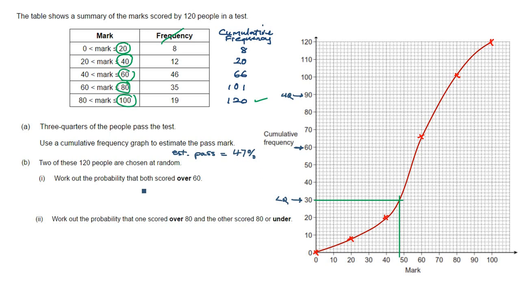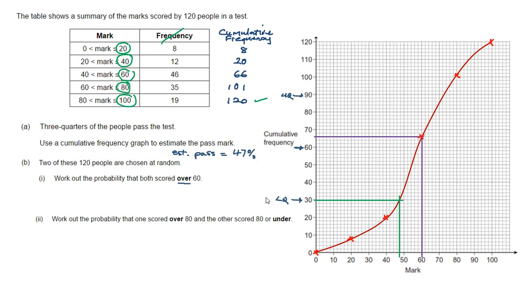Now the tricky part, part B. So 2 of these 120 people are chosen at random. We've got to work out the probability that both scored over 60. Okay, so now we're working the other way to find out how many people scored over 60. And it's important, they've put it in bold, that we think about over 60. So we're going to go up from 60 until we intersect with the curve, and across to find how many people we've got. And we can read it off as 66.